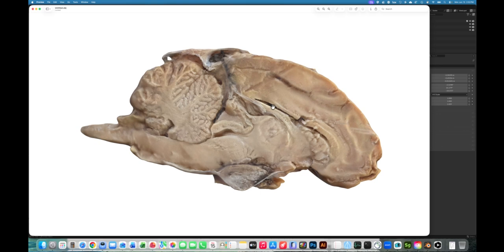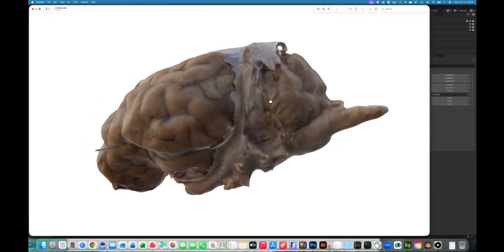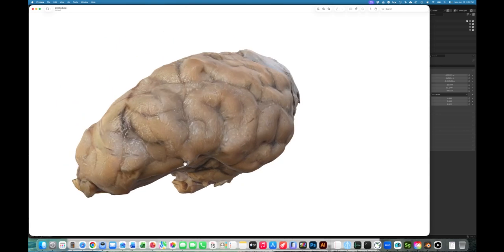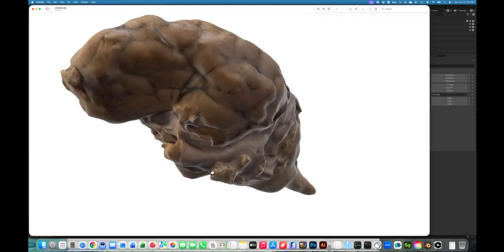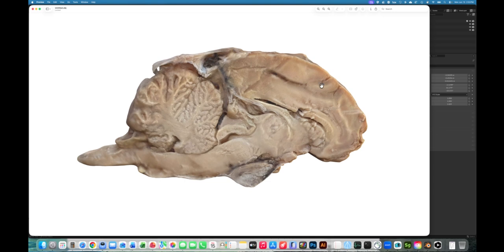And that is pretty much what's going on in the sagittal section. If we spin this around, we can see that we actually still have some of the dura mater attached to this particular brain. And that's where the string is that I hung the brain up with to take pictures of. And you have this model available to you.